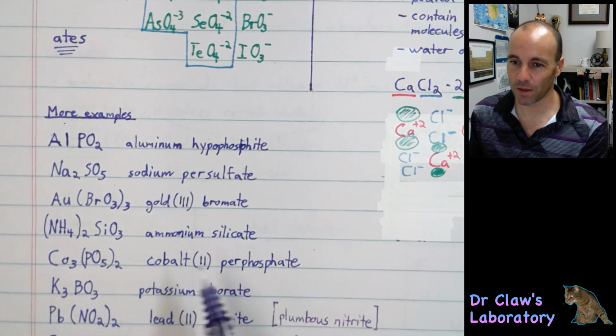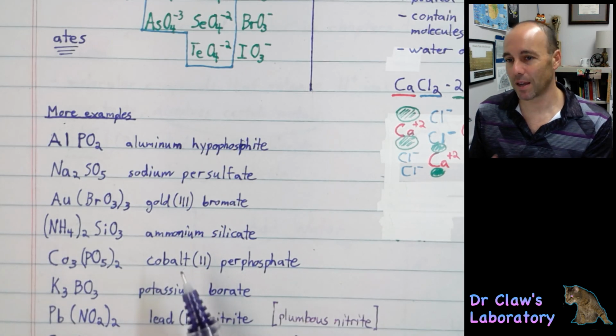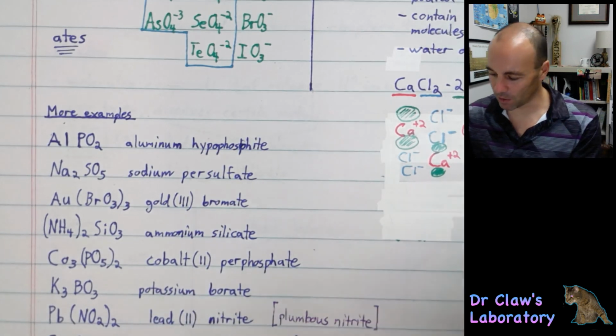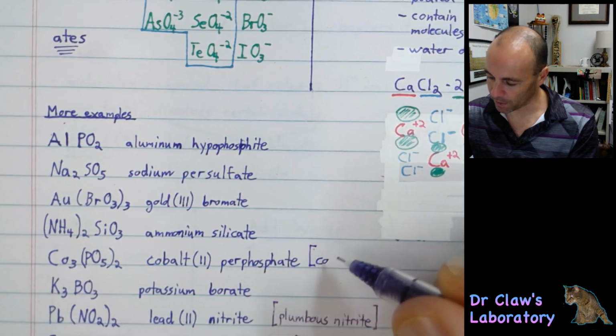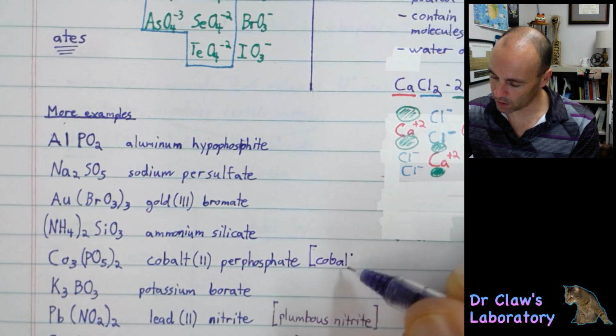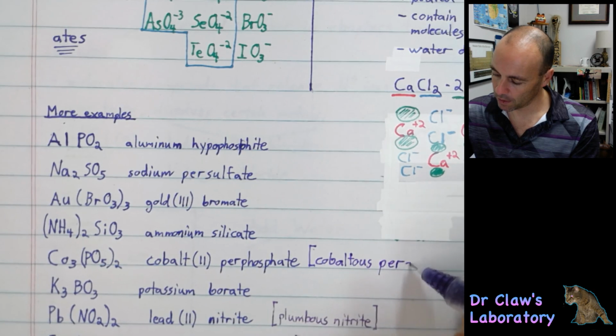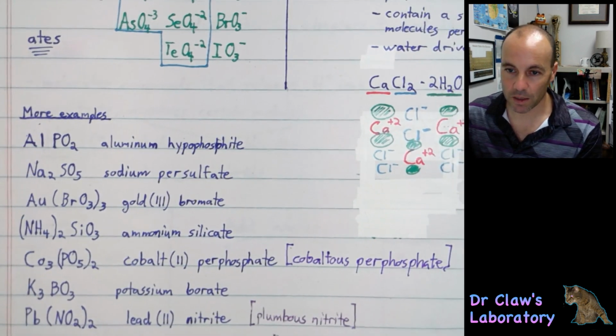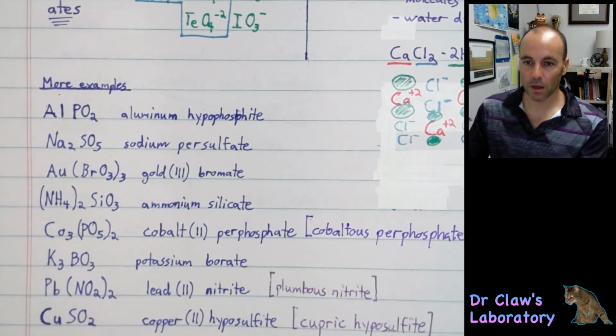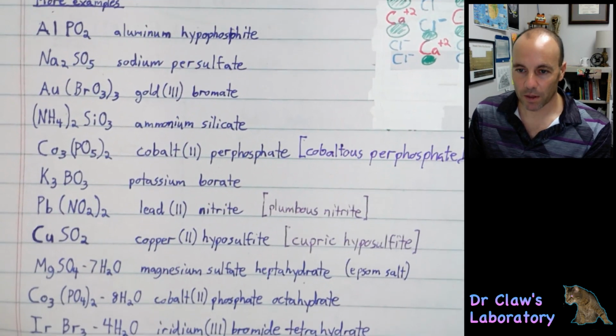And cobalt is one of those ones that can have the older naming scheme. So we should name this cobaltous, right? Perphosphate. Cobaltous perphosphate. I forgot to include that in here. So using the older naming scheme. Now have a look at the rest of them.